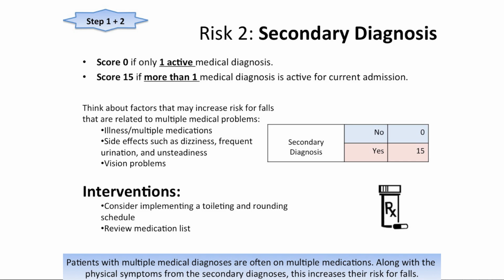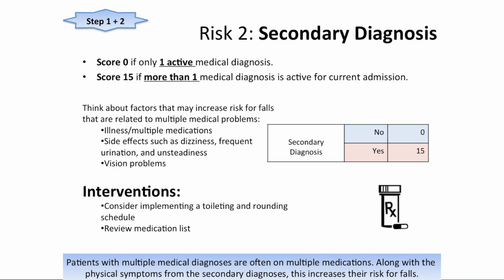Morse, this does cover if patients have multiple medical diagnoses, but the reason it was significant in the Morse Fall Scale risk model was that patients who have multiple comorbid diagnoses also tend to be on long lists of medications. And so when staff are assessing for this secondary diagnosis, they need to be thinking about the increased risk for falls that are related to the multiple medical problems, but also the medications that patients tend to be on.